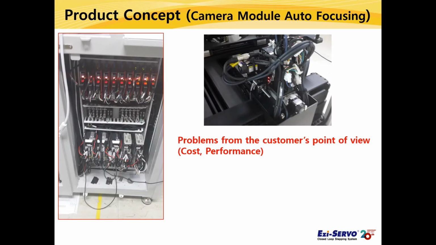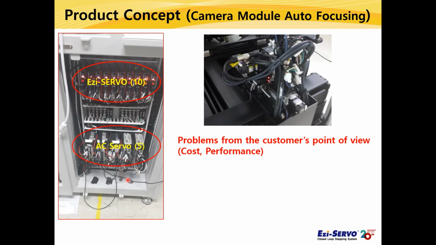Now, using an actual machine as an example, I would like to introduce the concept of Ethernet product development. This machine aligns the lens and sensor of the camera module used in the smartphone. As you can see in the photo on the left, the customer applied 10 axis of Ezi-SERVO Plus-E, which is a standard type of closed-loop stepping system, and 5 axis of Ezi-SERVO.